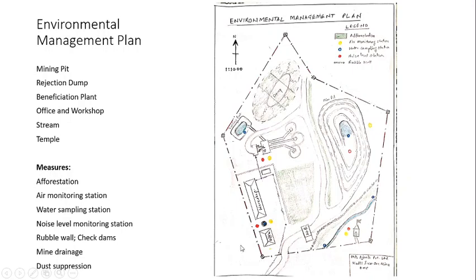Then the remedial measures adopted or proposed should be shown in this plan. For example, afforestation. The dump here has been shown as afforested. Plantation has also been done all along the road here. All along the river stream also plantation has been carried out here.